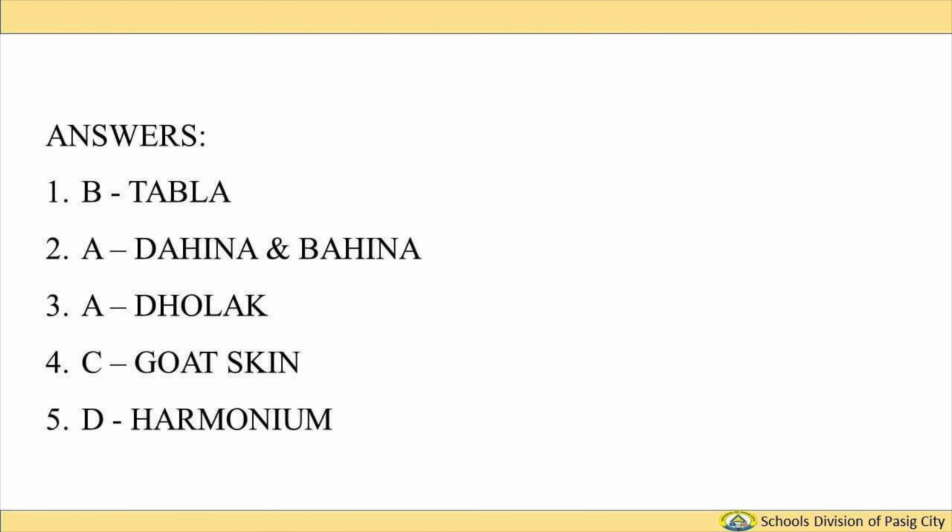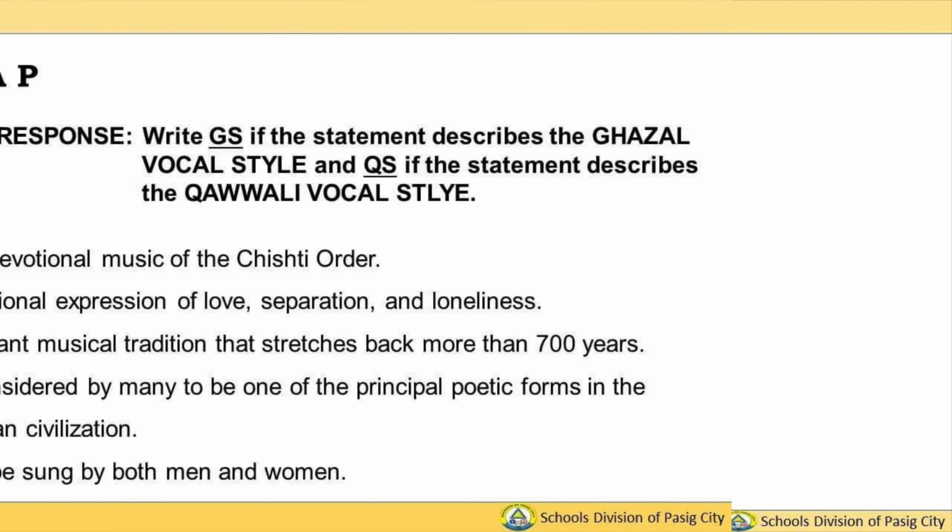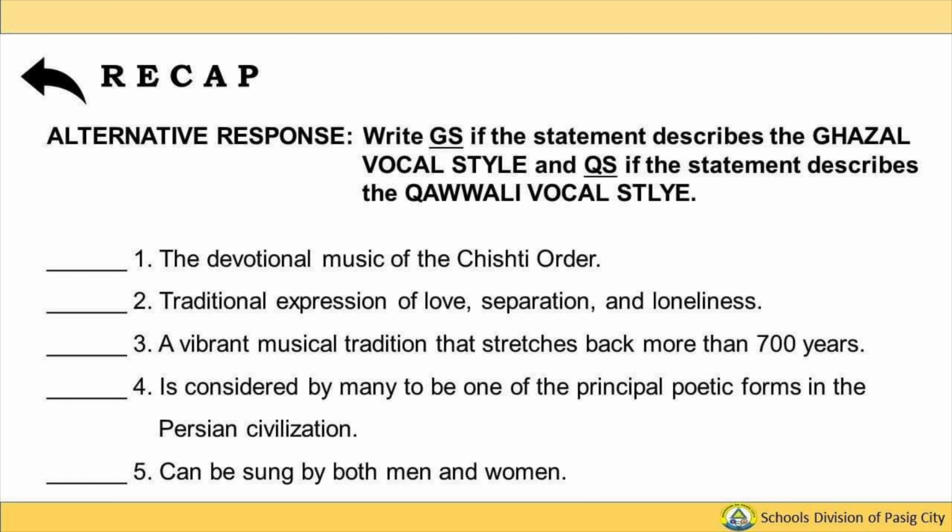Now it is time to check your pretest. Number 1 is B. Tabla. Number 2, A. Dahina and Bahina. Number 3, A. Dulak. Number 4, C. Goat skin. And number 5, D. Harmonium. And now let's find out if you still remember your previous lesson in the vocal music of Pakistan.